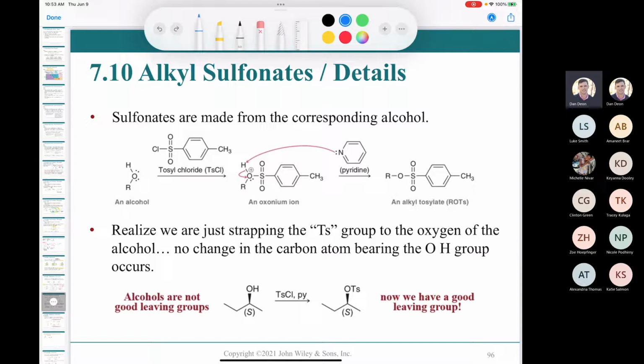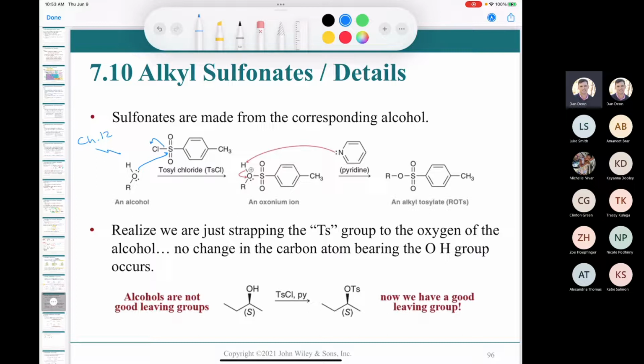So sulfonates are made from the corresponding alcohol. This is something we're going to talk about again in chapter 12 in organic chemistry 2, where we're going to do all kinds of alcohol chemistry. To add the tosylate to the alcohol, or in other words, to convert it into a good leaving group, you treat it with tosyl chloride, which forms this oxonium ion. It just does a nucleophilic attack. We lose our leaving group.